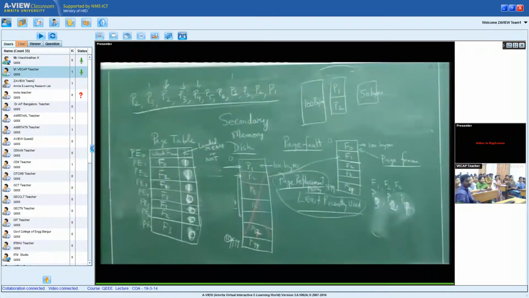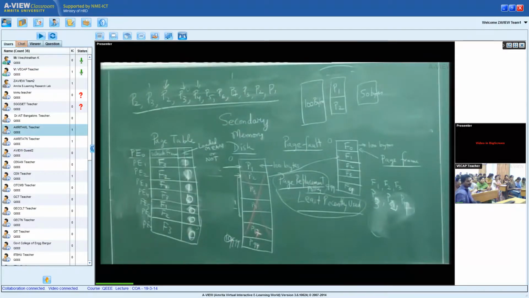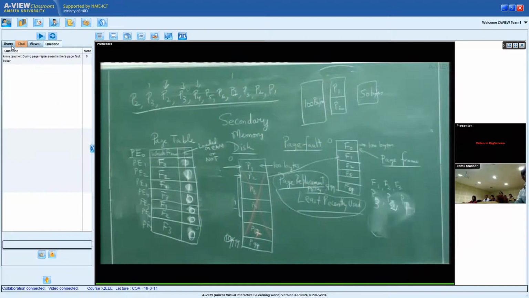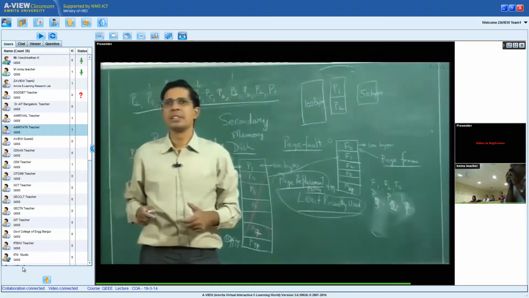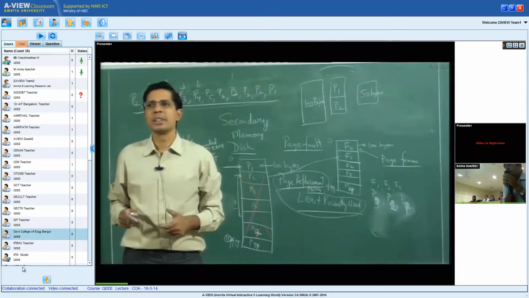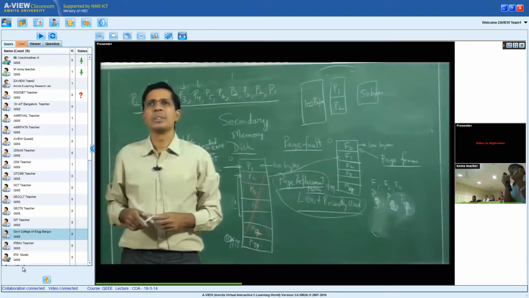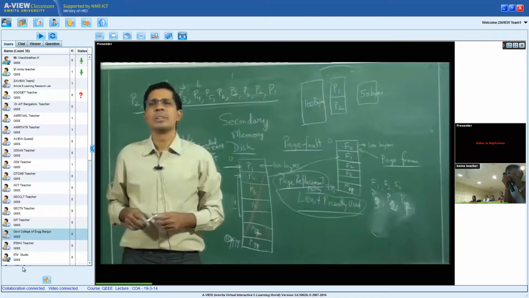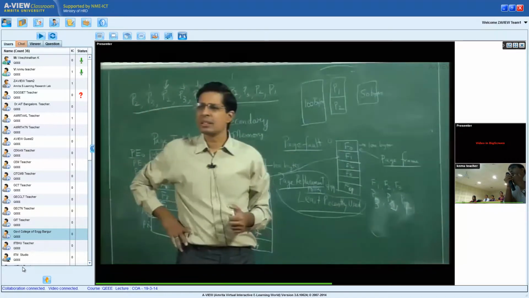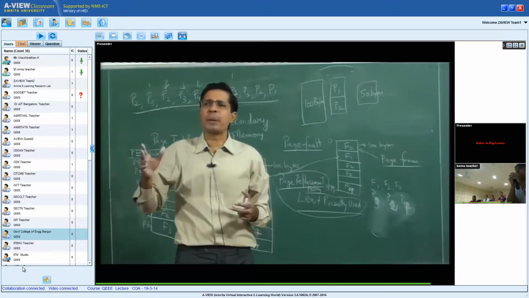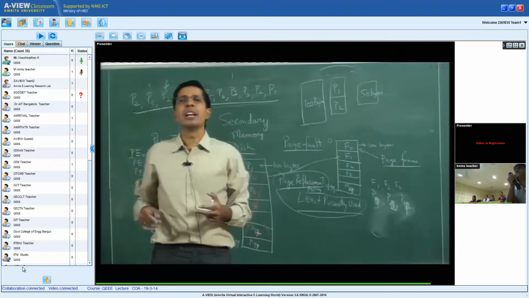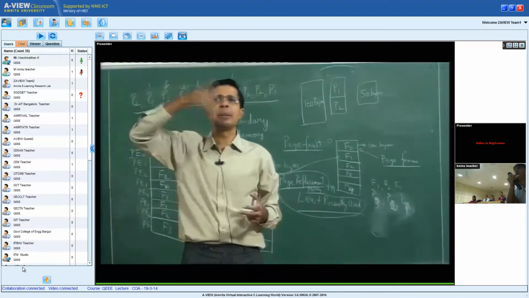During page replacement, does a page fault occur? What is it? I don't understand your question, sir. Sir, during page replacement, if a page is not present, does the page fault occur or not? In this example, page replacement. Why will the page fault not occur? The page replacement happens because. Can you reduce your volume there? My volume, it is coming.